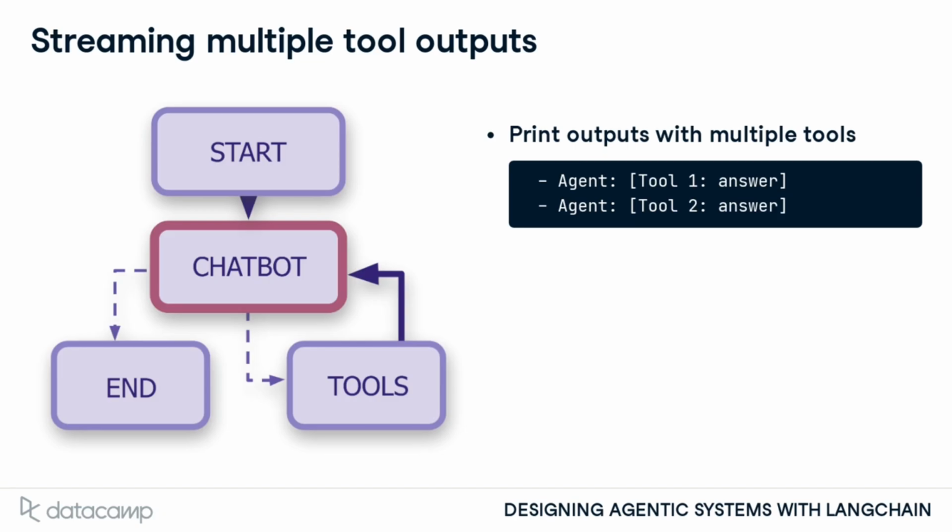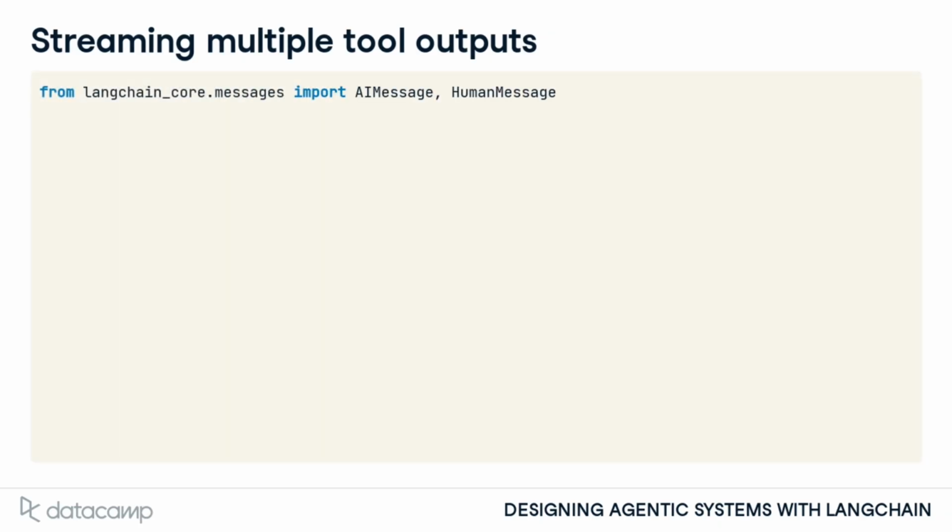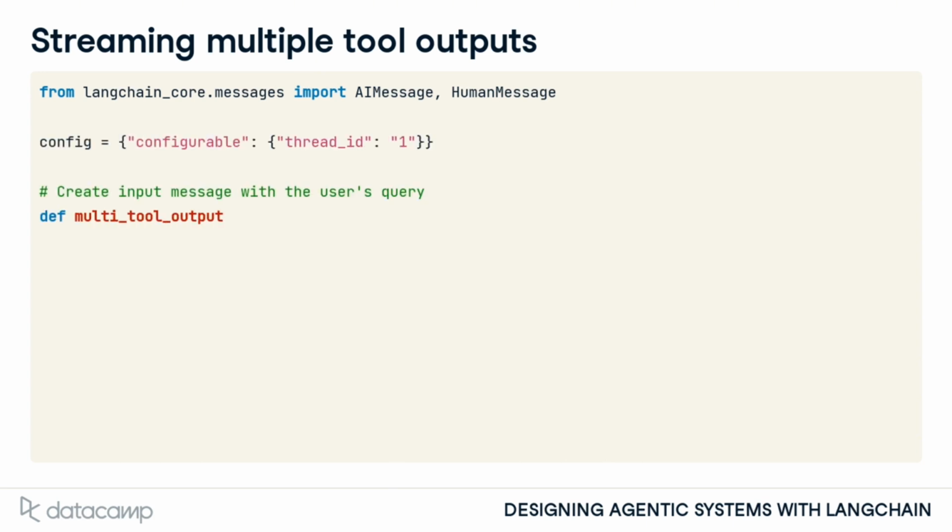Then, we'll determine if the chatbot can interleave the user's queries with answers to follow-up questions. To get started, we'll import the AI message and human message modules from the LangChain core.messages module with a config variable set to 1 session. We'll create a function called multi-tool output to handle queries for different tools. First, we'll define an inputs dictionary, including the user's query as a human message, passed within the content field.